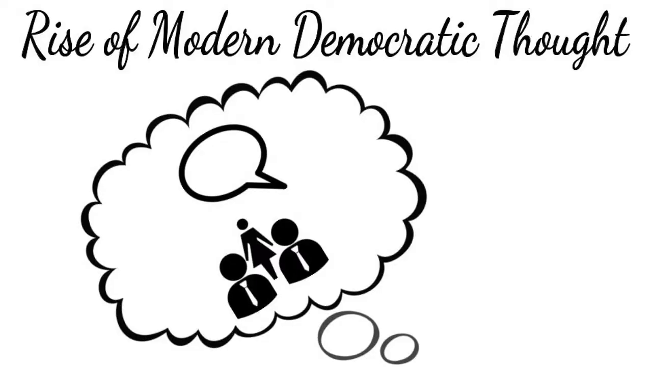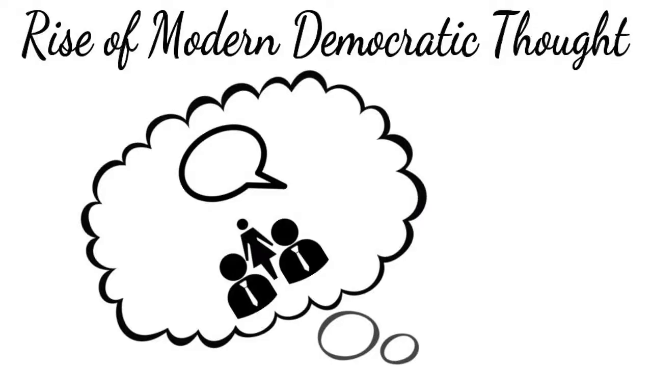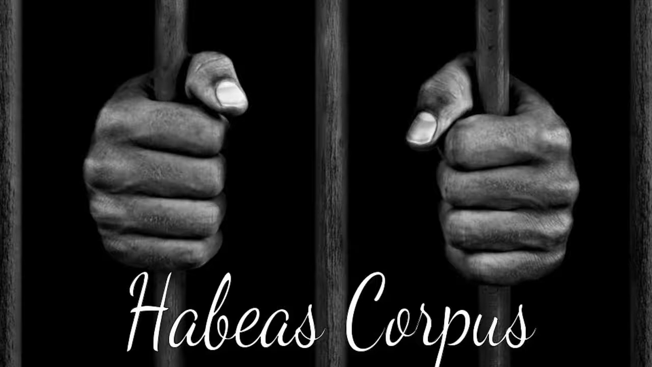The final section in this lesson is entitled Rise of Modern Democratic Thought, and you can follow along in your books on pages 344 to 345. What are some modern legal or political ideas that have their roots in medieval England? Independent judiciaries, or courts, have developed around the world. In time, all English people had the rights listed in the Magna Carta, not just nobles. This document also laid the foundation for the right of habeas corpus. This right protects people from being sent to prison without a trial. Today, many of these rights are rights that Americans have as well.